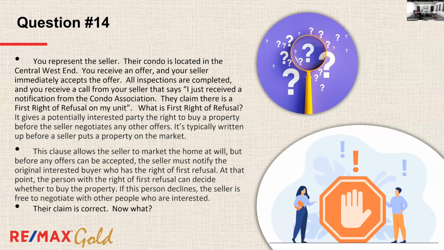All right, so this clause allows the seller to market the home at will, but before any offers can be accepted, the seller must notify the original interested party who has the first right of refusal. At that point, the person with the first right of refusal can decide whether they want to buy the property. If the person declines, the seller is free to negotiate with other people who are interested.